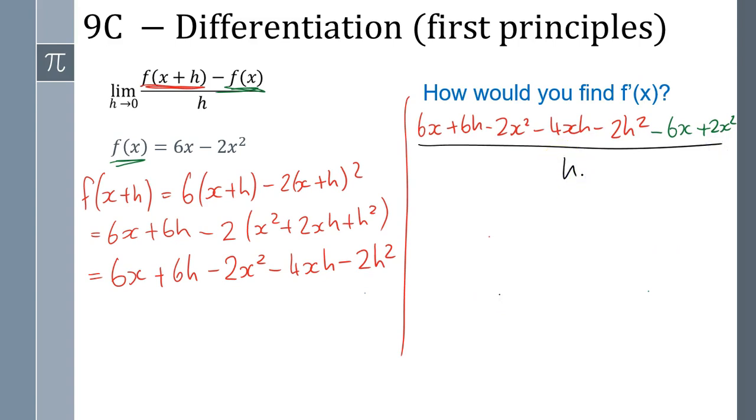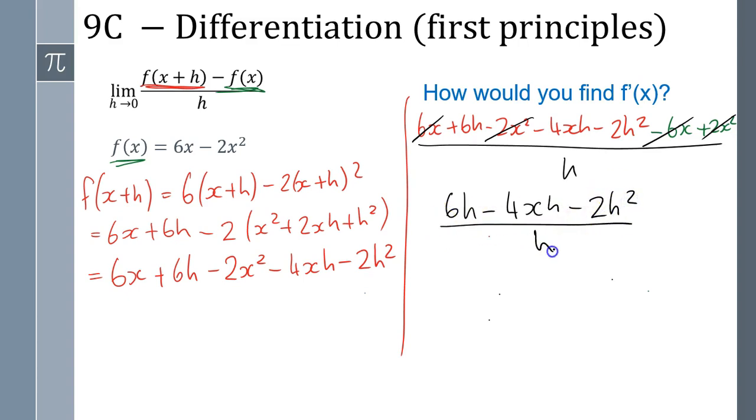Okay. Now I'm going to go through and collect my like terms and try and simplify. So I've got 6x there. I've got take away 6x. So 6x take 6x is nothing. I've got minus 2x squared plus 2x squared, so they cancel out. And I am left with 6h minus 4xh minus 2h squared all over h.